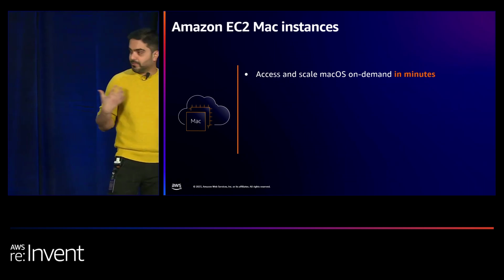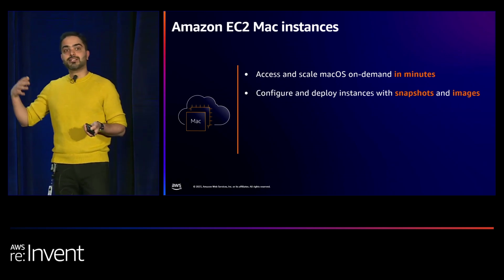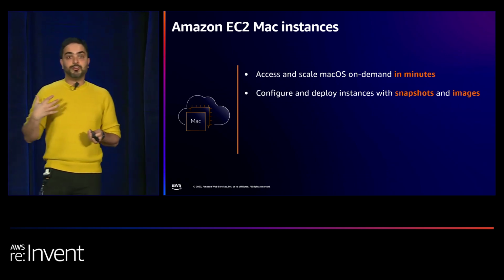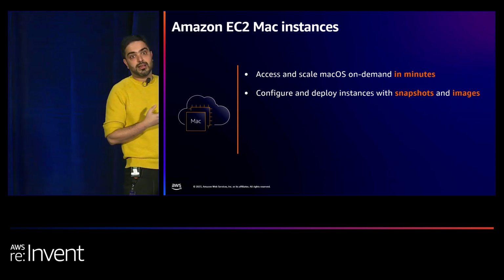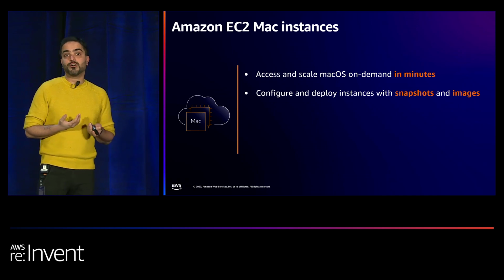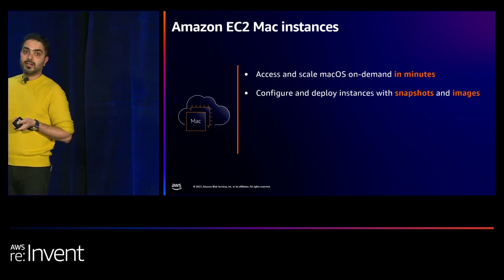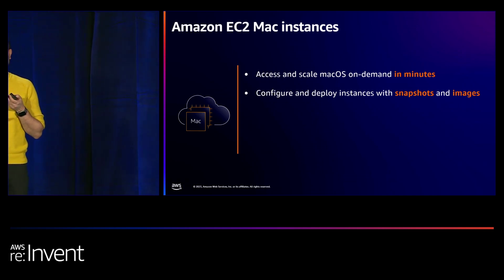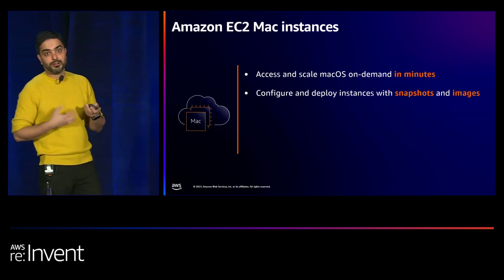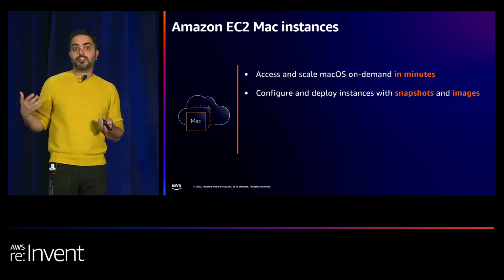And just talking about some of the key benefits of EC2 Mac instances. Like I talked about, it's the elasticity. If you need physical Macs, you need access to macOS environments, you can just log into your EC2 console and get access to macOS, whether it is Monterey, or Ventura, or Sonoma, or any macOS version, literally within minutes.